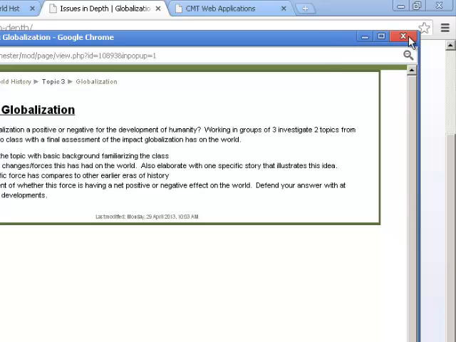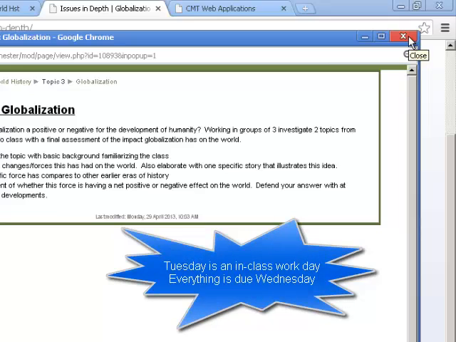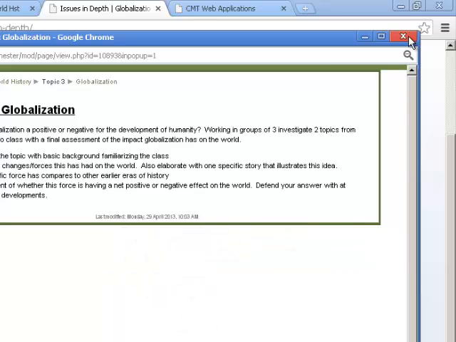It must be completed by Wednesday, but again, you're going to have all of Tuesday in class to work on this. Mr. Compton will be going around the classroom and helping you out to craft your responses to these particular tasks. Okay, if you have any questions, make sure that you email Mr. Compton at mrcomptonrhs@gmail.com. He'll make sure that he can get back to you.